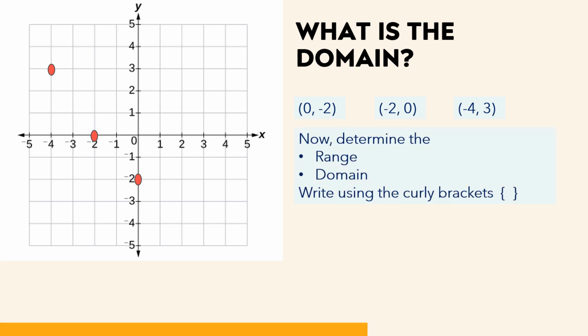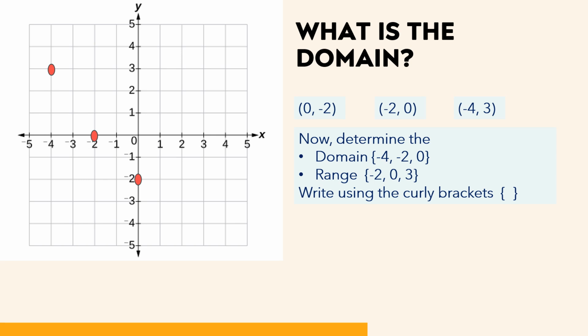Let's figure out the domain and range. Remember, the domain is all the x values, and the range is all the y values. Look carefully at your ordered pairs and make a list of each. Pause the video as you complete your work. The domain for this relation is -4, -2, and 0.